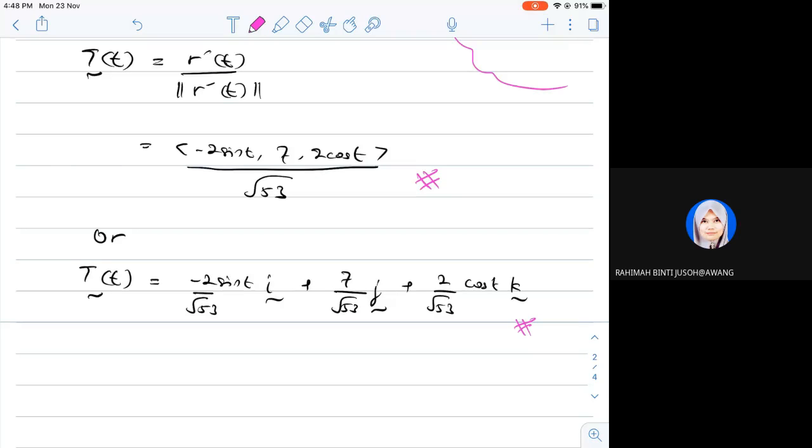Okay, so next. This is the answer for the unit tangent vector. Next, the unit normal vector.